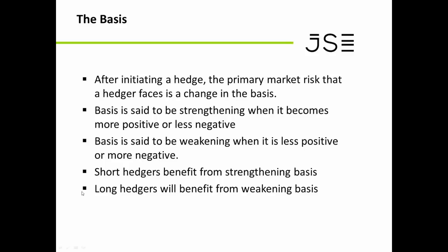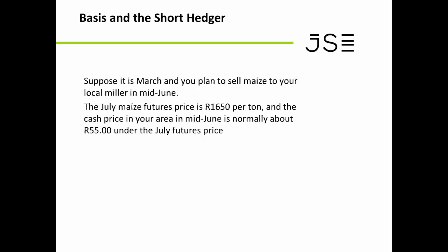And long hedges, in this case, are millers who would need the wheat to buy and bake the bread, and they have a vested interest in the physical, to receive the physical commodity. They would then benefit from a weakening. I'll show a couple of examples. Here I'm taking an example of basis and the short hedger. We'll just illustrate one case, and then that should suffice for the other as well.